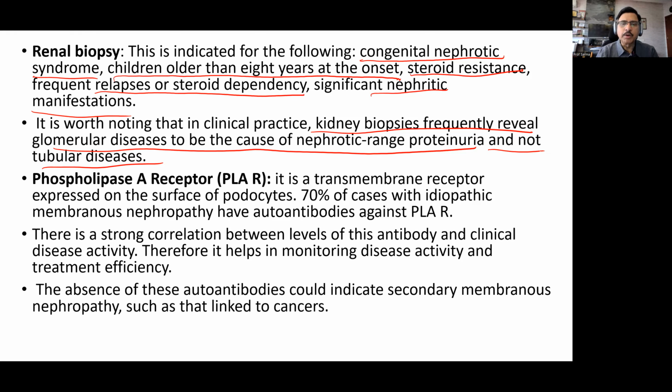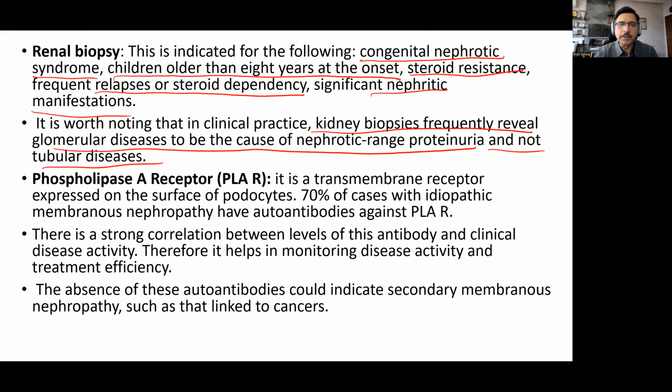So, number one about renal biopsy, generally not indicated. Number two, it can be done in the following conditions. 1, congenital nephrotic syndrome. 2, late onset in childhood. 3, a fellow who is steroid resistant. 4, who is steroid dependent and relapses are occurring when the steroids are withdrawn. 5, the patient is presenting with a nephritic feature. As clear as that. Should have written like that. 1, 2, 3, 4.